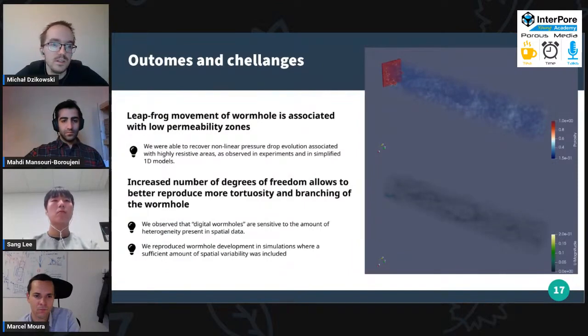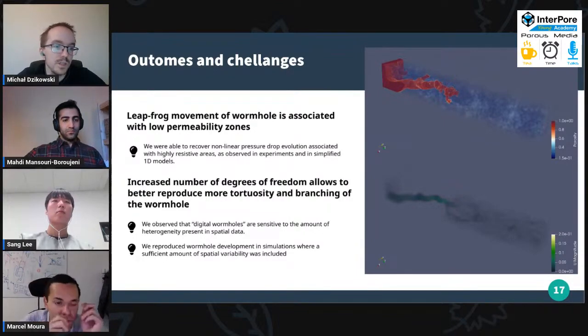So what we were able to do for now is recover this leapfrog movement. The wormhole stops at certain positions, it branches, it seeks another area to occupy, and this is also visible inside the pressure evolution. So there are those drops of pressure, because of some local heterogeneity of the medium, and it could strongly influence the industrial parameter, which is the time to breakthrough.